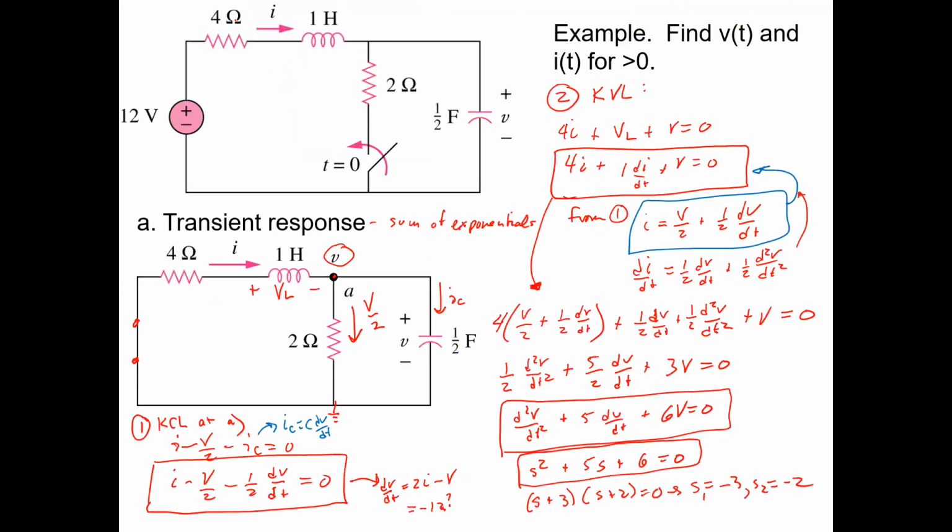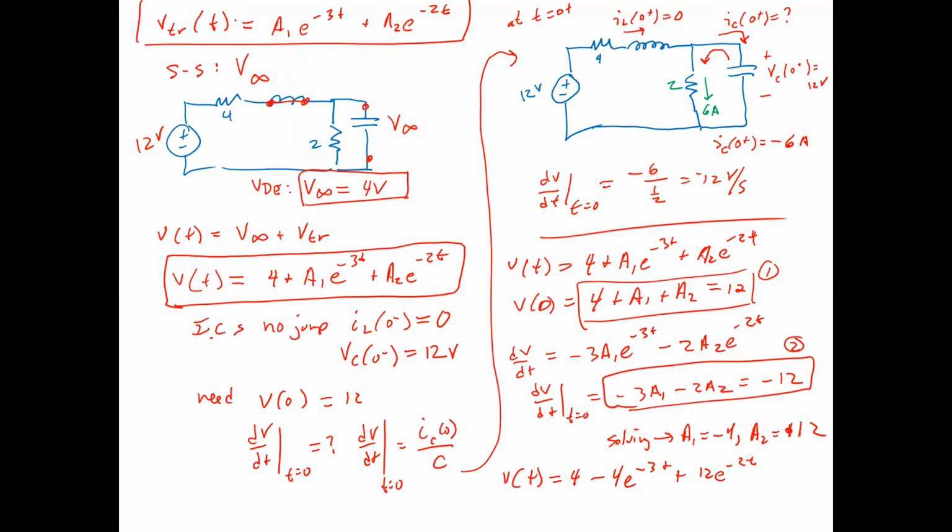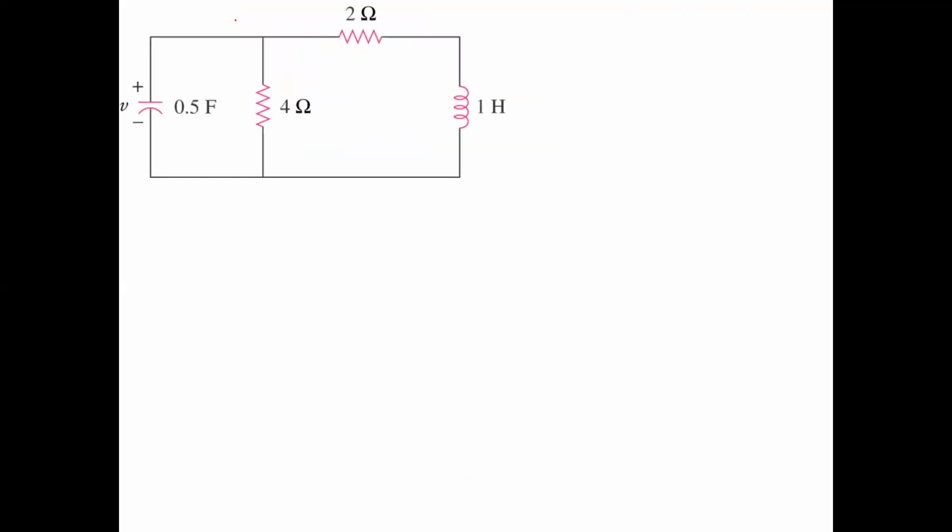V over 2 plus a half dV dt will give us I. So that shows you how you can solve basically any second order circuit just working through that process. And then we have one more example here, which is, again, this is a source-free response. We would have to be given Vc of 0 equals some Vo, and IL of 0 equals some IO.